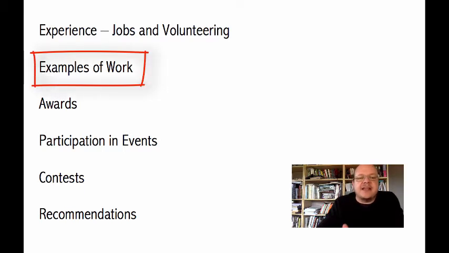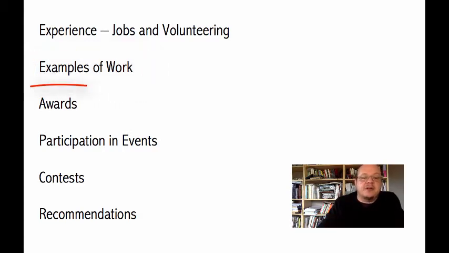Perhaps more tangibly, examples of work are things you can actually include as digital artifacts in the portfolio. Even if it's just a link to a document that you've uploaded, maybe on your Google Docs account. But these are real examples of things you can do and things that you've achieved.